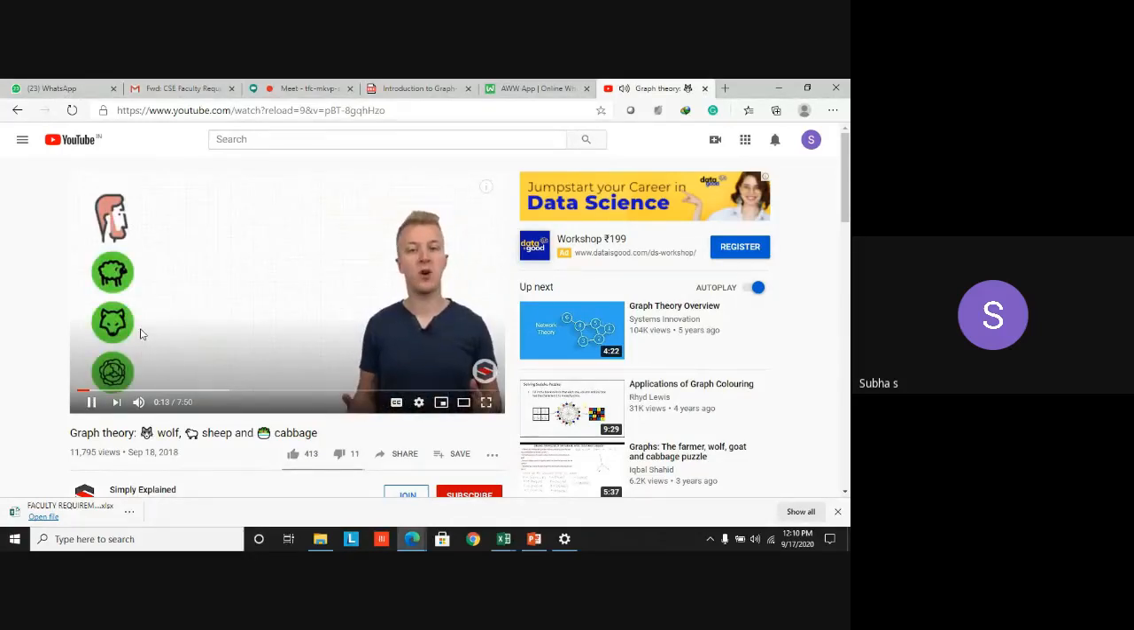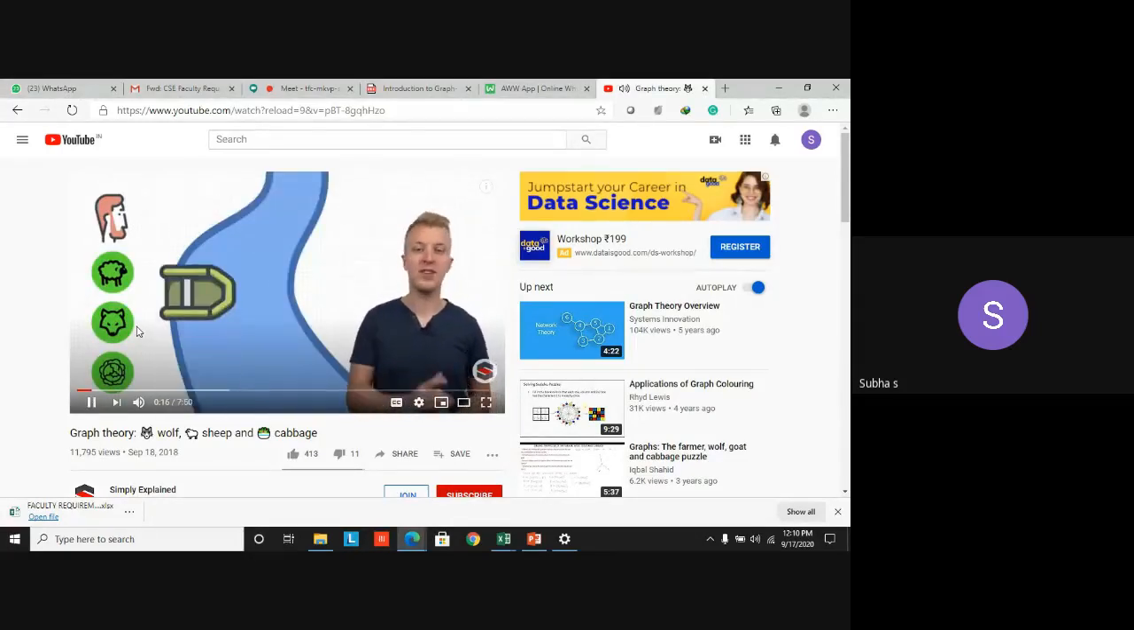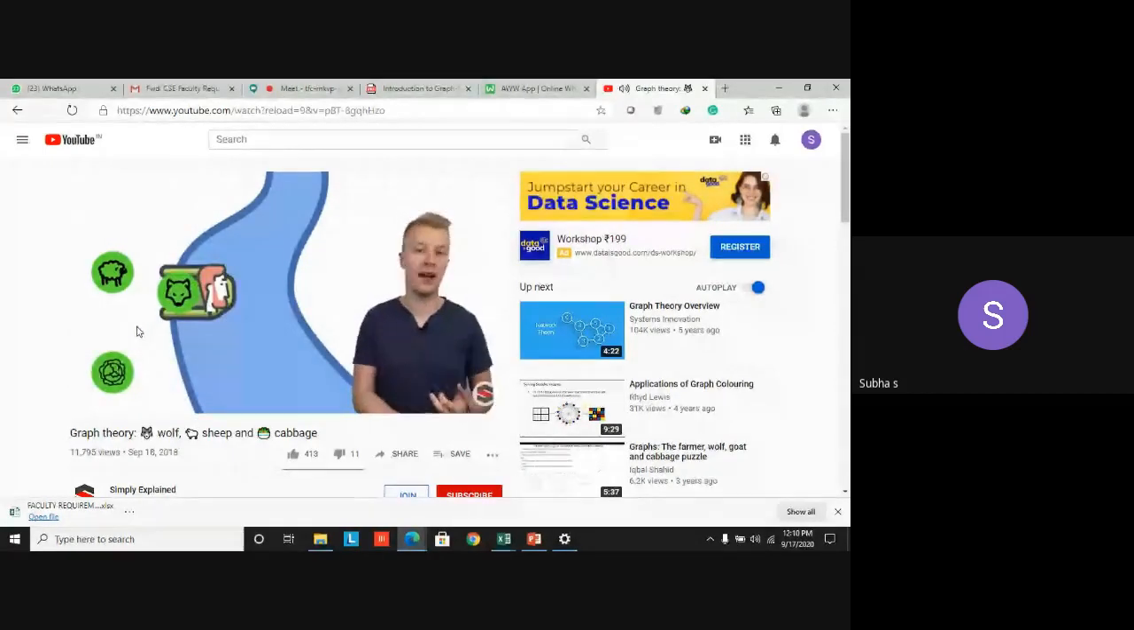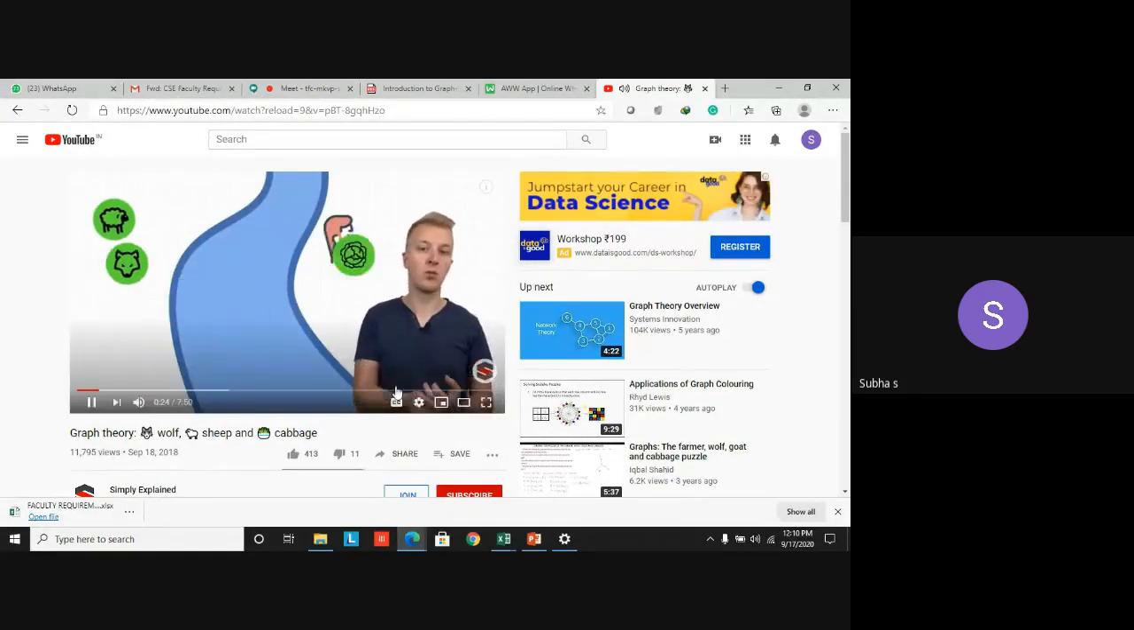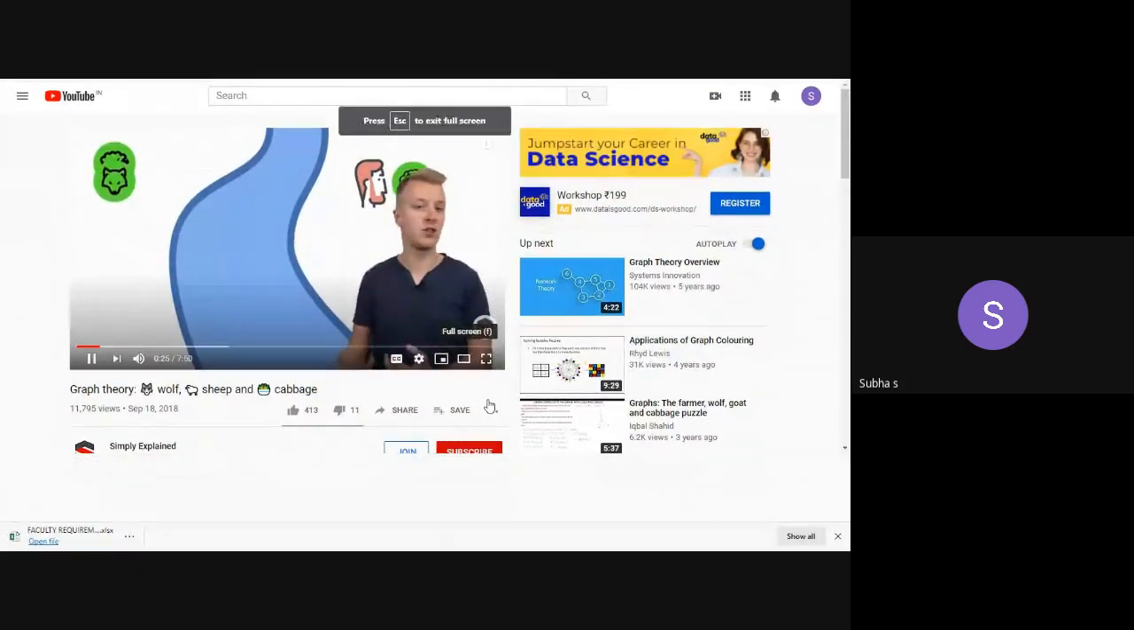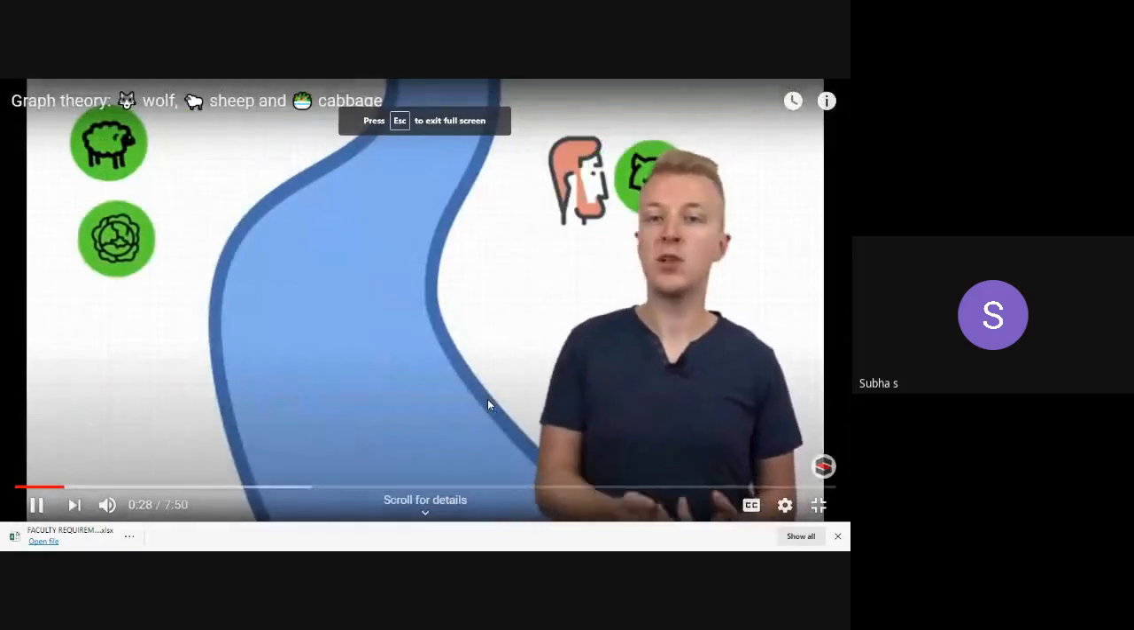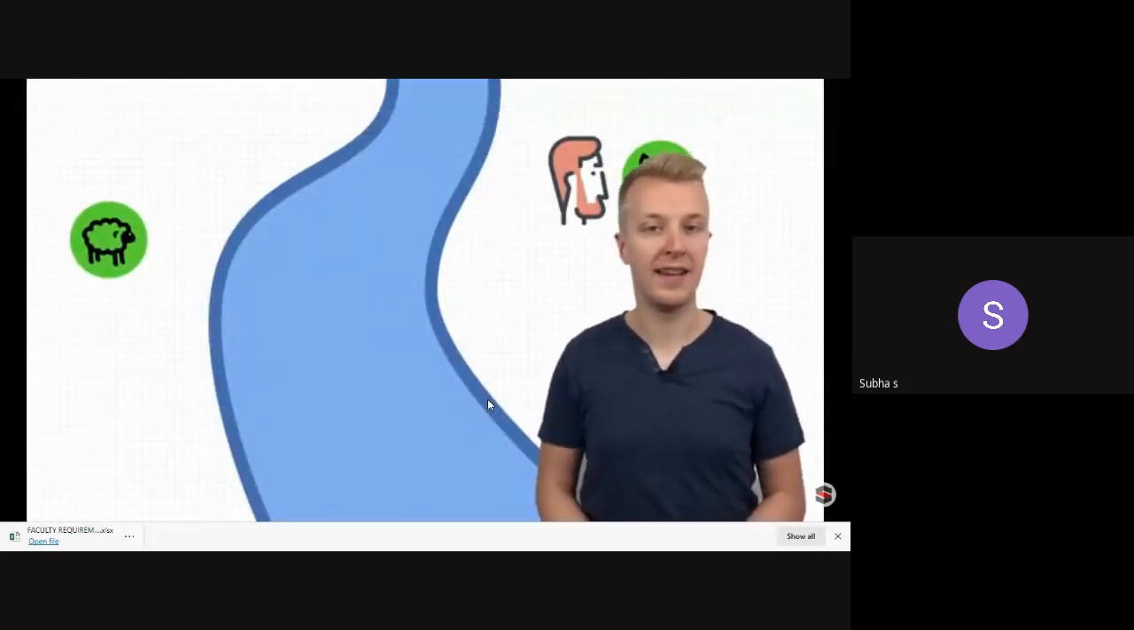On your way back home, you have to cross a river with your boat. However, there's a catch. The boat is only big enough to carry you plus one other item. And to complicate matters even further, you can't leave the wolf alone with the sheep because the wolf will eat the sheep. Likewise, the sheep will eat the cabbage if you leave them unattended.